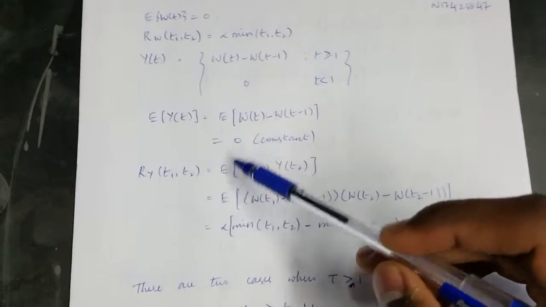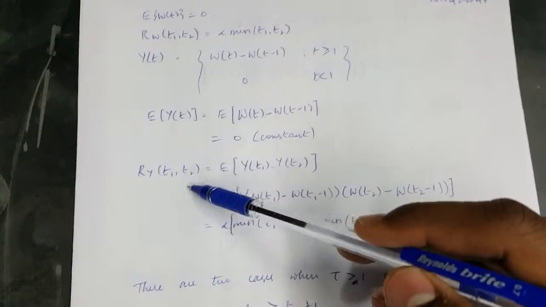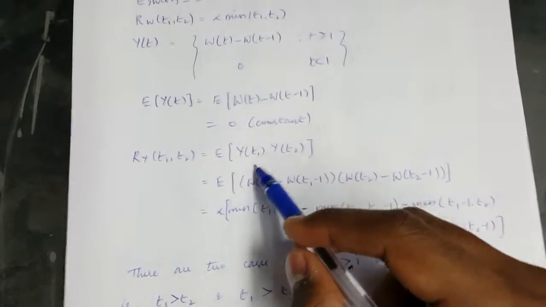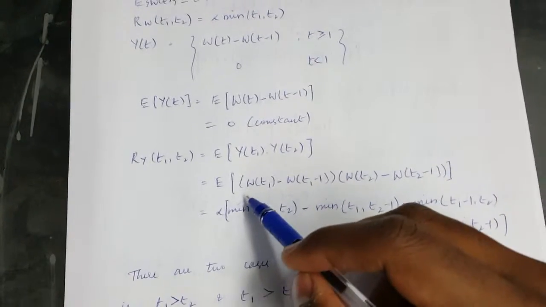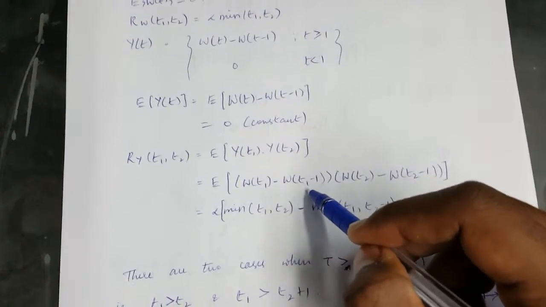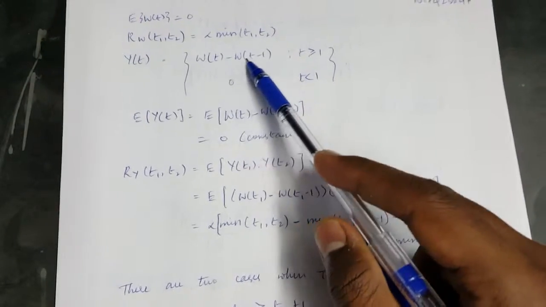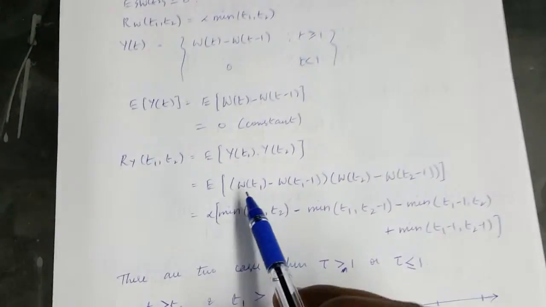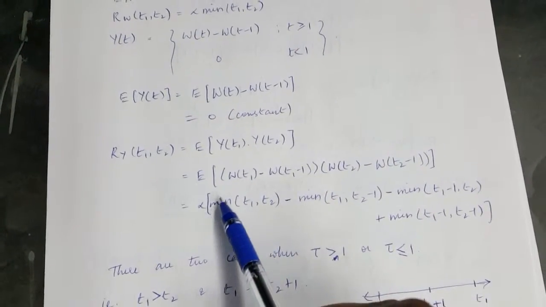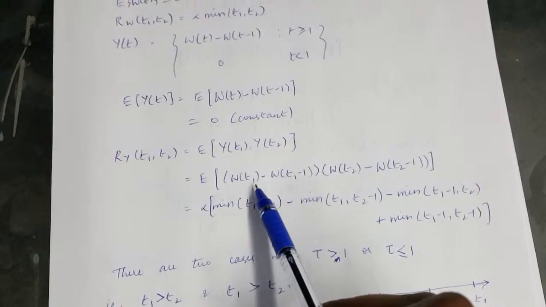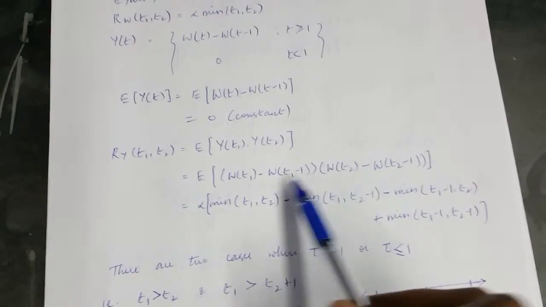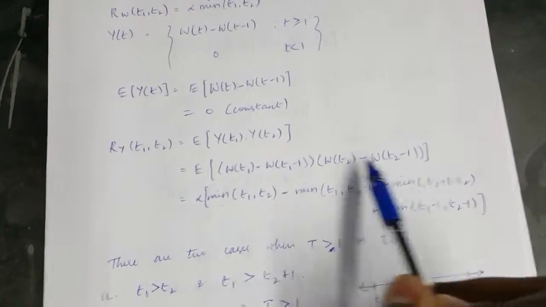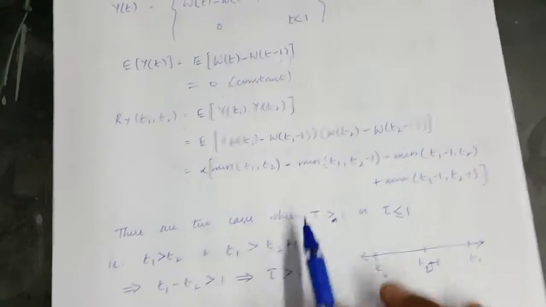Now the autocorrelation function of y, R_y of t1, t2, is the expectation of y of t1 and y of t2, which will be W of t1 minus W of t1 minus 1, times the same expression with t2. We are substituting t1, and similarly t2, in this expression. So now the first term will be the minimum of t1 and t2, and the second expression will be t1 and t2 minus 1. So we get this expression.